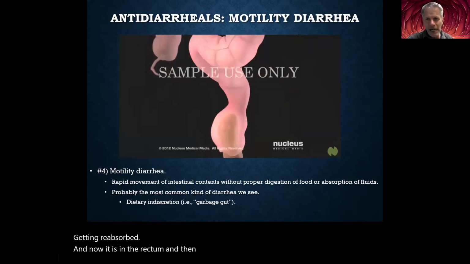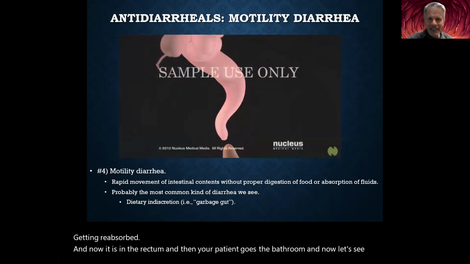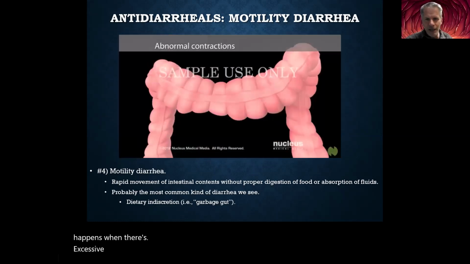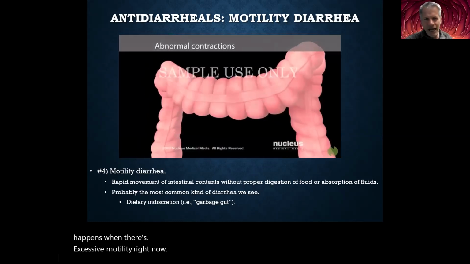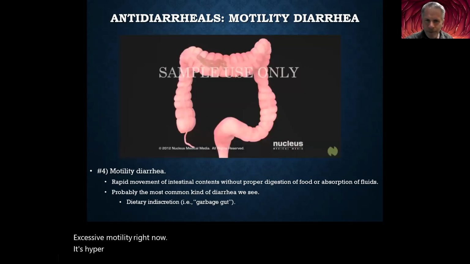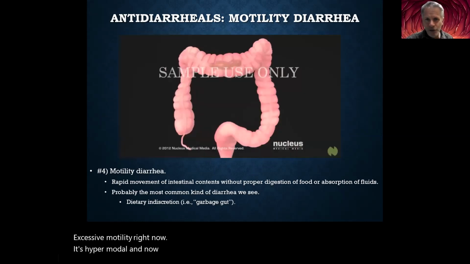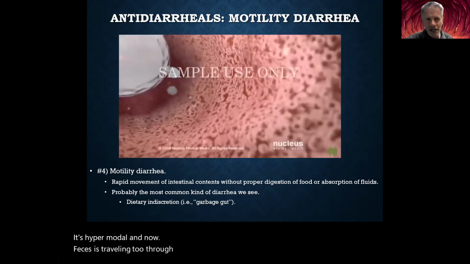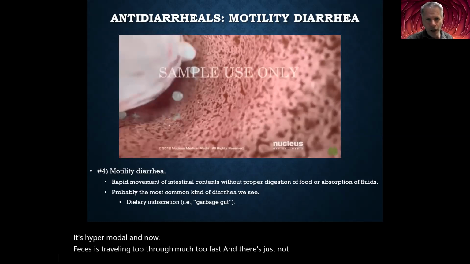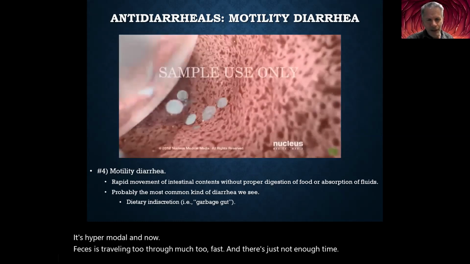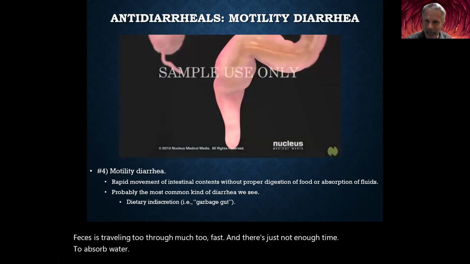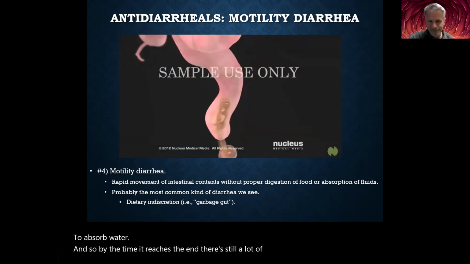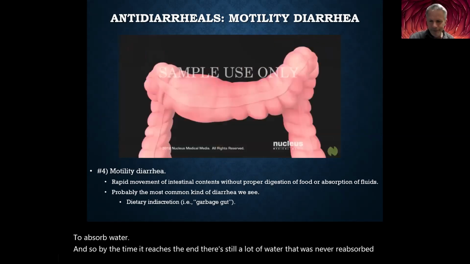And now let's see what happens when there's excessive motility. Right now, it's hypermotile, and the feces is traveling through much too fast, and there's just not enough time to absorb water. And so by the time it reaches the end, there's still a lot of water that was never reabsorbed, and that's going to be diarrhea.